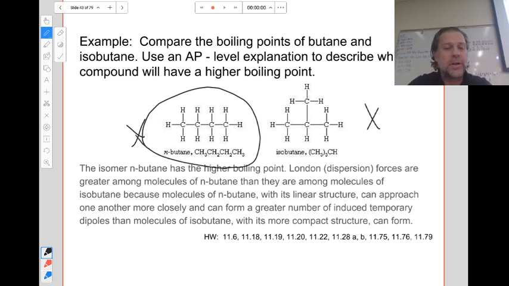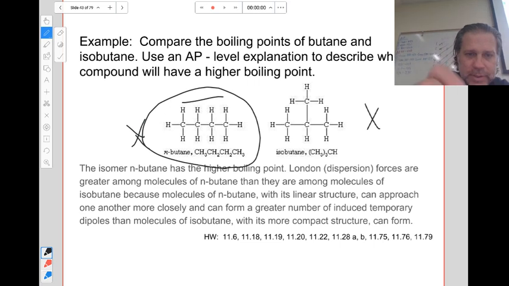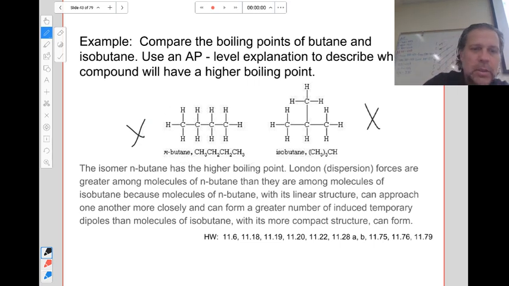The London dispersion forces are greatest among the molecules of butane compared to the molecules of isobutane, because butane has a linear structure, so it appears to be a straight line. As a result of having a linear structure, they can stack on top of each other and be closely attracted to each other better than this mess right here. So if I was to draw another one of these, it would look something like this.